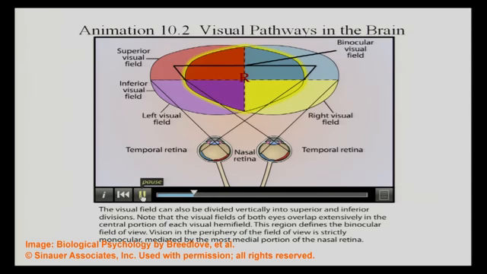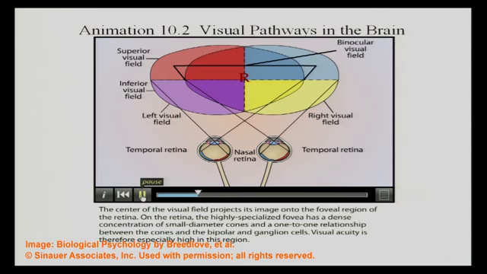Vision in the periphery of the field of view is strictly monocular, mediated by the most medial portion of the nasal retina. The center of the visual field projects its image onto the foveal region of the retina. On the retina, the highly specialized fovea has a dense concentration of small diameter cones and a one-to-one relationship between the cones and the bipolar and ganglion cells. Visual acuity is therefore especially high in this region.